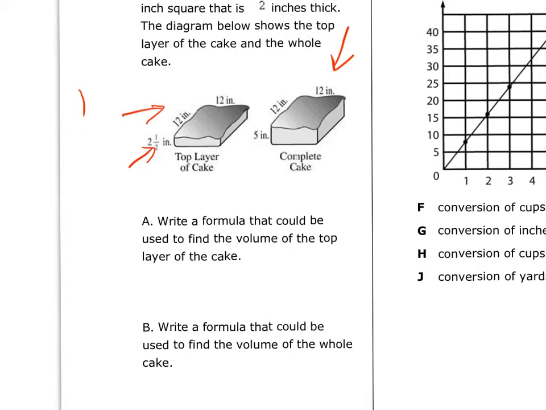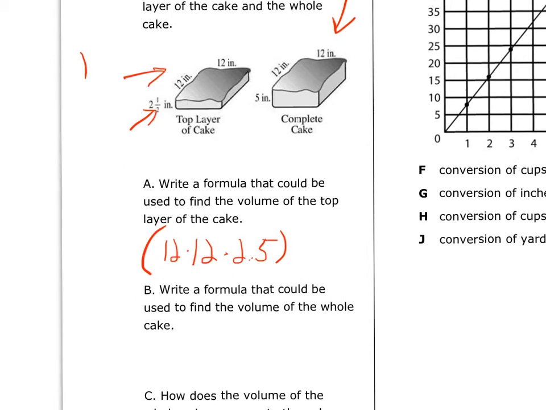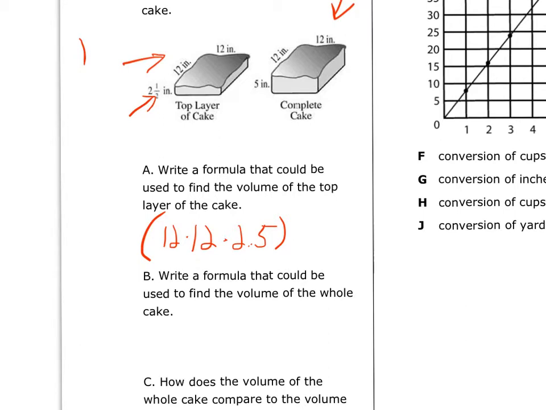Length times width times height. Alright, well, what's my length? 12. What's my width? Width. And what's my height? There we go. That would give us the volume. Now, how would I find volume for the complete cake? Length times width times height, well, what would that be? 12 times 12 times 5. Good.